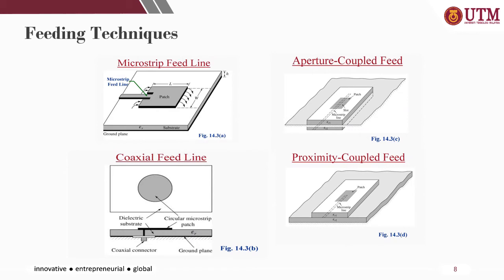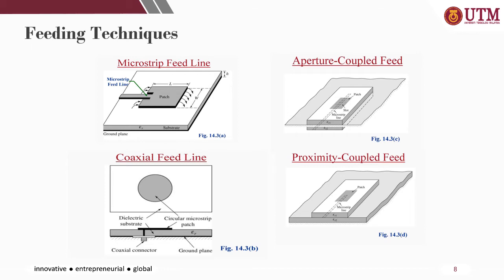Okay, next, let's have a look at the feeding techniques in microstrip patch antenna design. This is one of the important parameters in the design process, in which the feeding technique influences the input impedance and characteristics of the antenna. So there are four common types of feeding techniques, which are the microstrip feed line, coaxial feed line, aperture coupled, and proximity coupled feed.